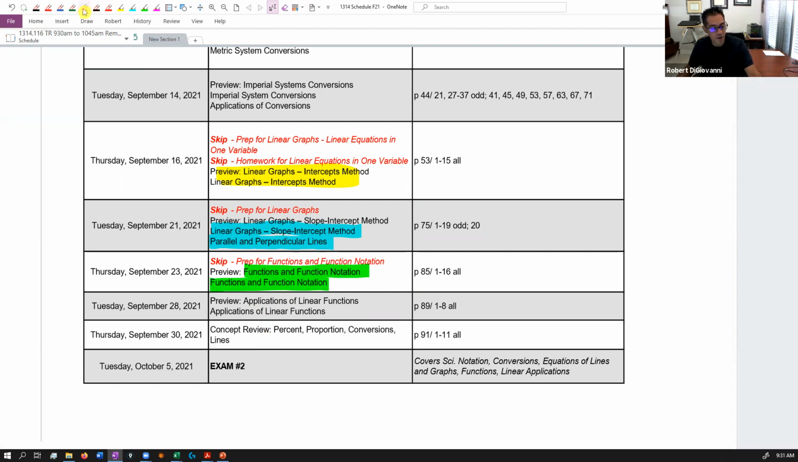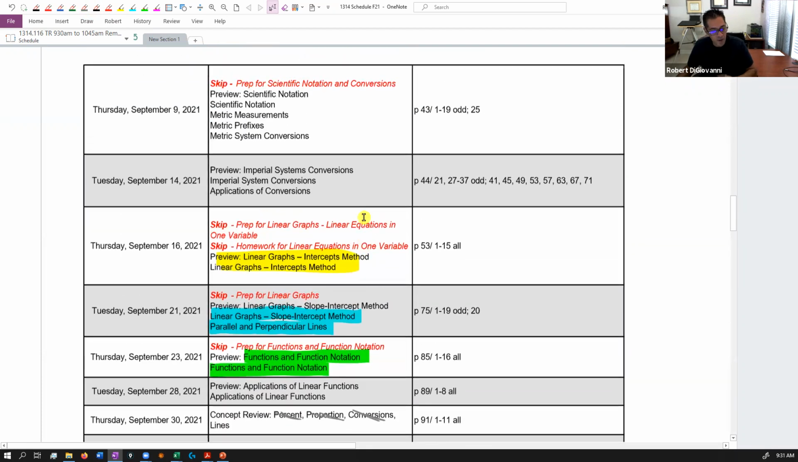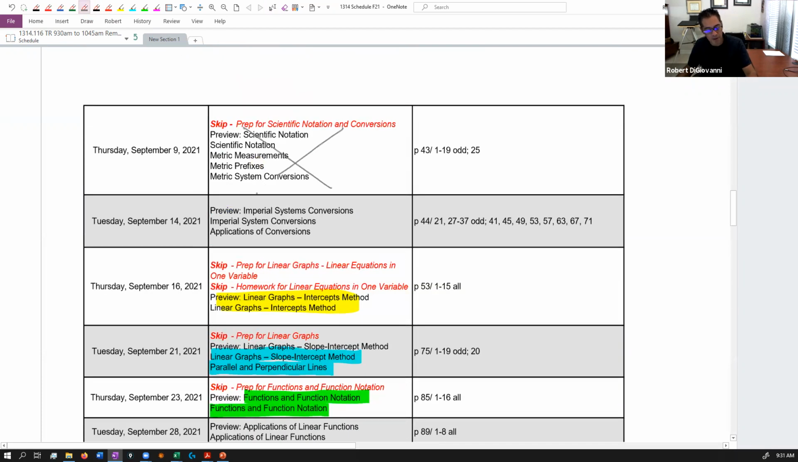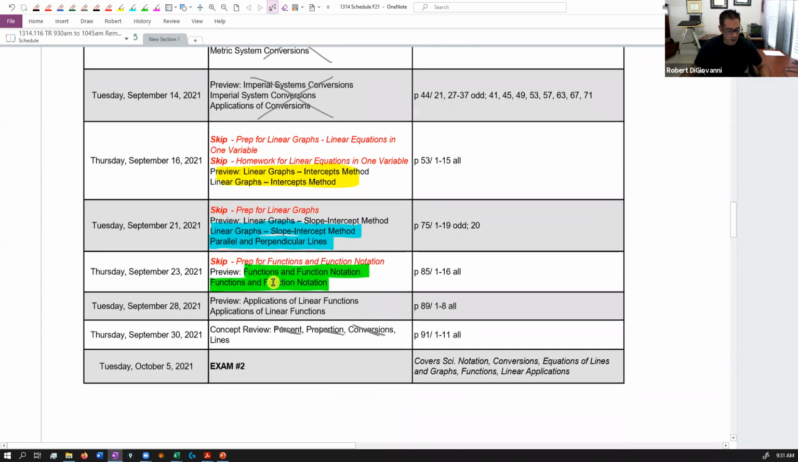Just to point out though, remember we did skip a section. We did not do percent, proportion, conversions. We're going to move that to later. So just keep in mind that all of this here we have not covered, so it will not be on the test. We'll talk about this more when we get closer to the test, which is what, 2 weeks from today? Yeah, 2 weeks from today. Any questions over what we're covering?